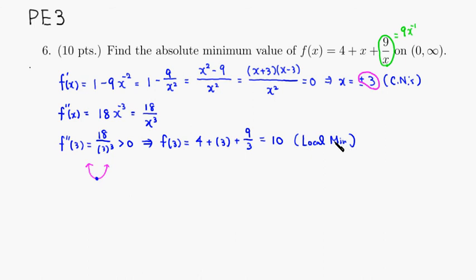But we can say a little more than that, because this is the only critical number on this interval. This is actually a global, or I should say absolute, minimum. Therefore, f of 3, which is 10, is the absolute minimum value. Alright, that's it. I hope that this was clear.